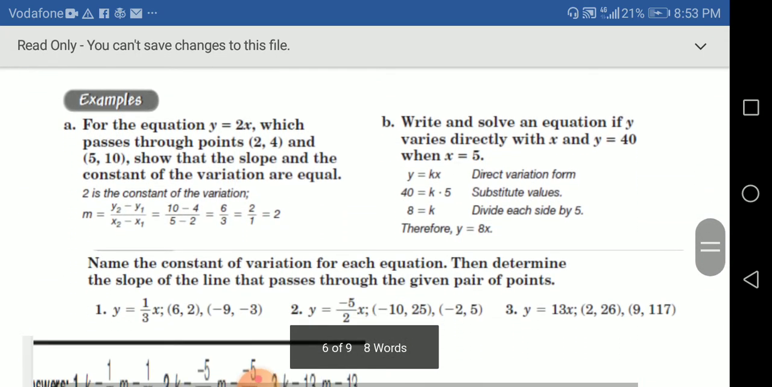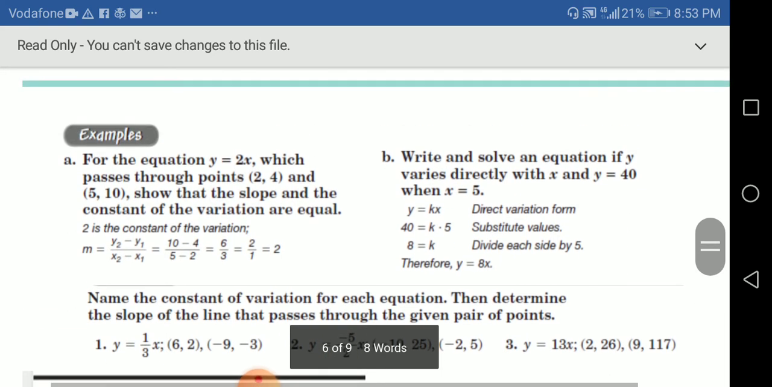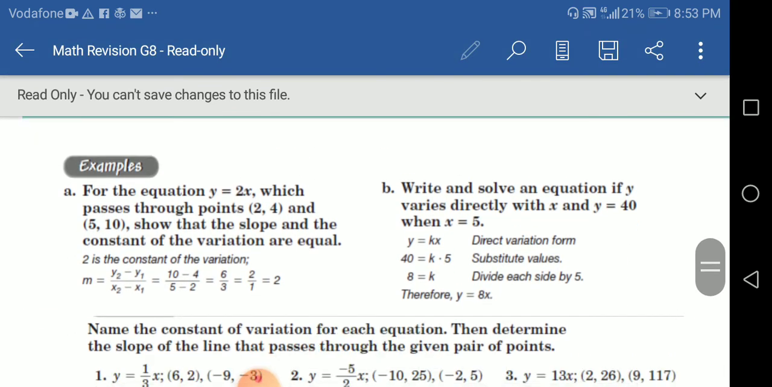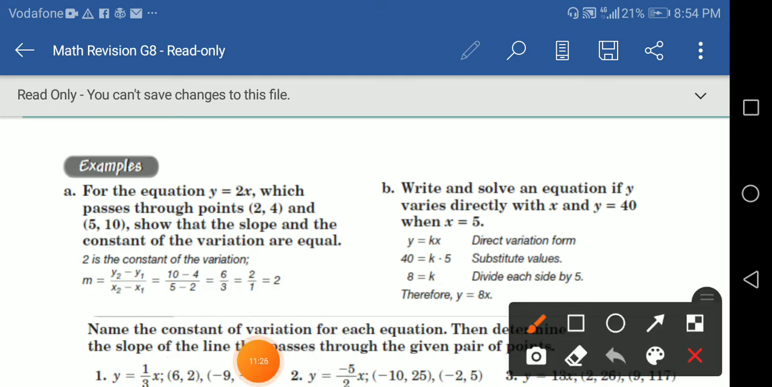And I have here another equation, y equal to x, which passes through (2, 4) and (5, 10). Show whether the slope and the constant of the variable are equal or not. This is very easy, guys.